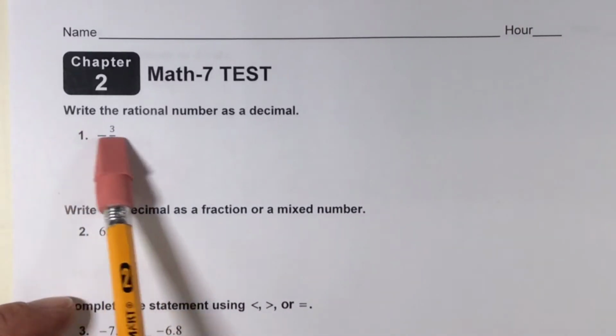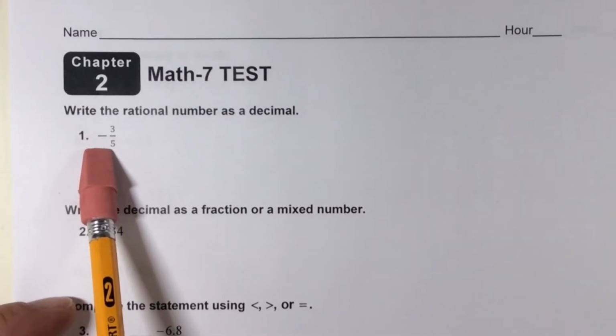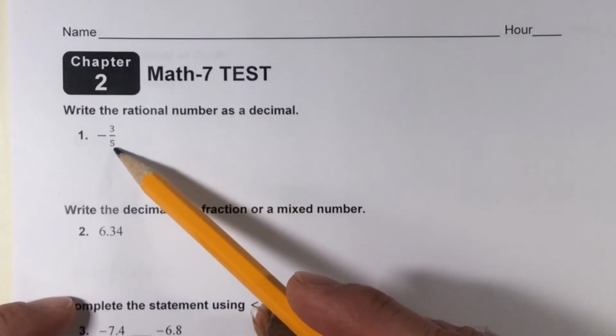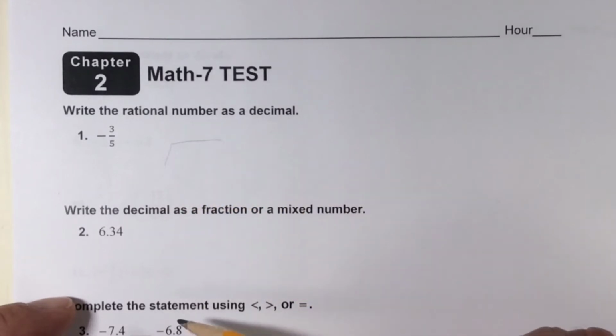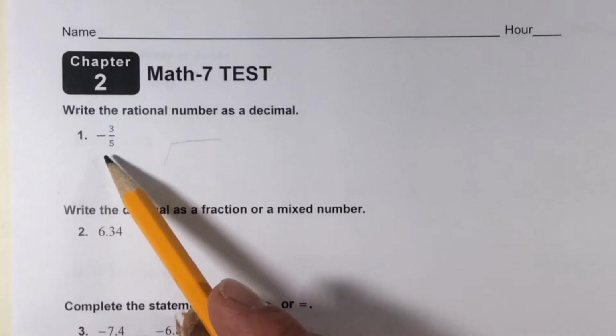Number 1, write the rational number as a decimal, -3/5. Remember to turn fractions into decimals. We divide the top by the bottom, so top number divided by bottom. Top number in the box when you're going to do the long division. Don't forget your answer will be negative, as it was a negative fraction.